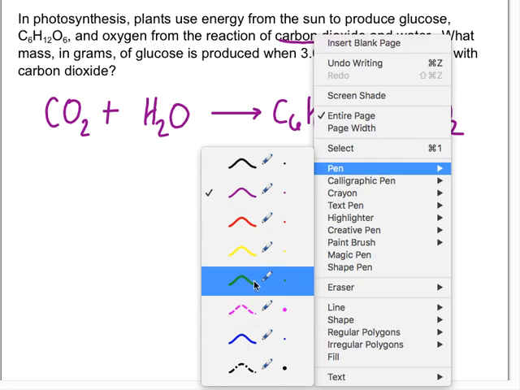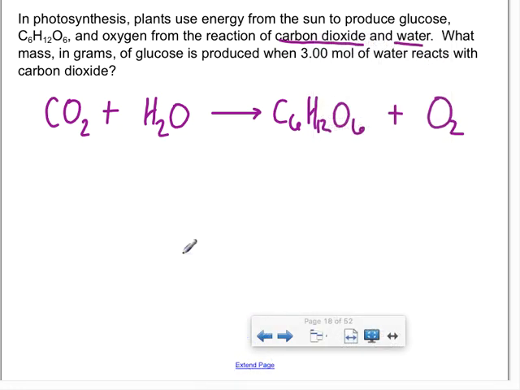Oh, let's go green. Why not? Okay, so we're going to take some inventory, make sure this is balanced. So you might have to do this on some of your problems. So I got carbon at 1, oxygen at 3, hydrogen at 2.